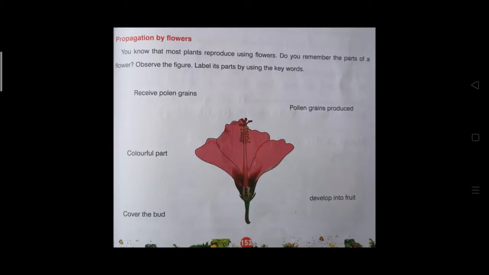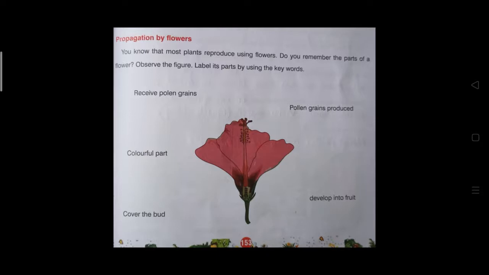Last class, we discussed vegetative propagation. That means new plants are growing from roots, stems, or leaves, not from the flowers or seeds. And we have discussed examples of propagation by stem, roots, and leaves. Today we are going to discuss propagation by flowers.